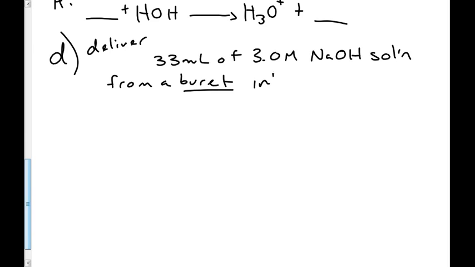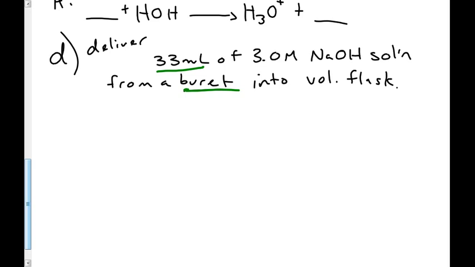Into what? Yep. So, by the way, just so you know, 1 point is earned for saying those three things. 1 point is earned for using the burette to dispense 33 mils of NaOH. Actually, you didn't have to say the volumetric flask, but the next point relates to the volumetric flask. So technically, that's how you get the first point, okay?